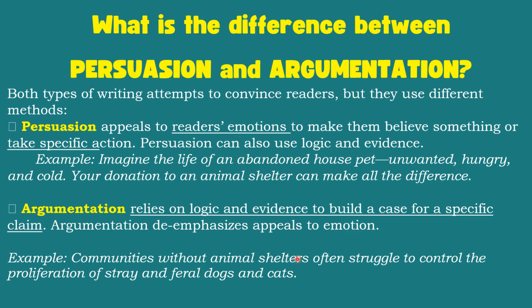Persuasion ray na ana. Example, communities without animal shelters often struggle to control the proliferation of stray and feral dogs and cats. So here, it relies on logic, mga reasoning gid siya. Wala siya emotional appeal nga somehow matouch ta, nga maka-feel tag emotions. Because here again, argumentation is relying heavily on logic and evidence.